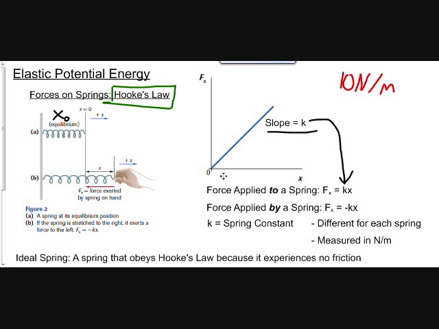And the reason it's going to do this is because we can assume it experiences no friction. So it's not rubbing on the table. Neighboring atoms inside of the spring aren't really affecting each other. So it's friction-free both internally and externally.